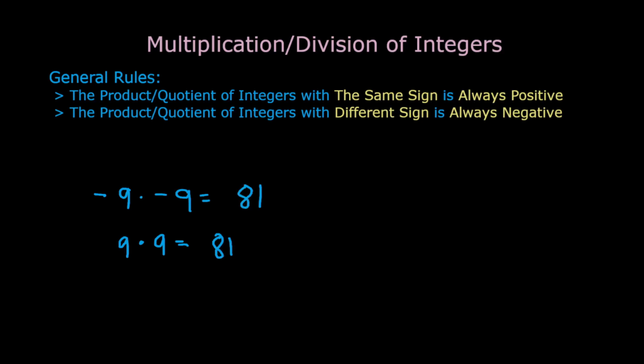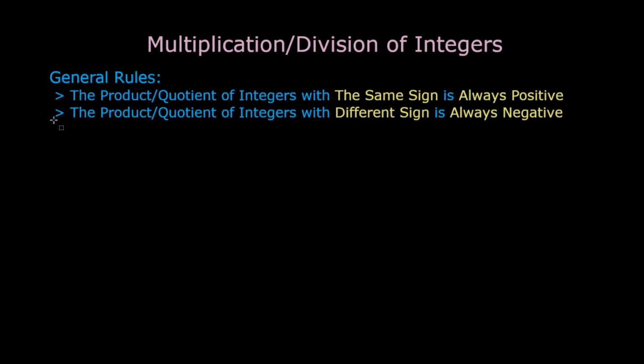Now, try natin sa quotient. We have positive 10 divided by positive 5. So, since pareho lang silang positive, 10 divided by 5 is just equal to 2. So, dito naman, negative 10 divided by negative 5. 10 divided by 5 is 2. And since pareho silang negative, the same sign, always positive yung result. So, ito na yung final answer, positive 2.